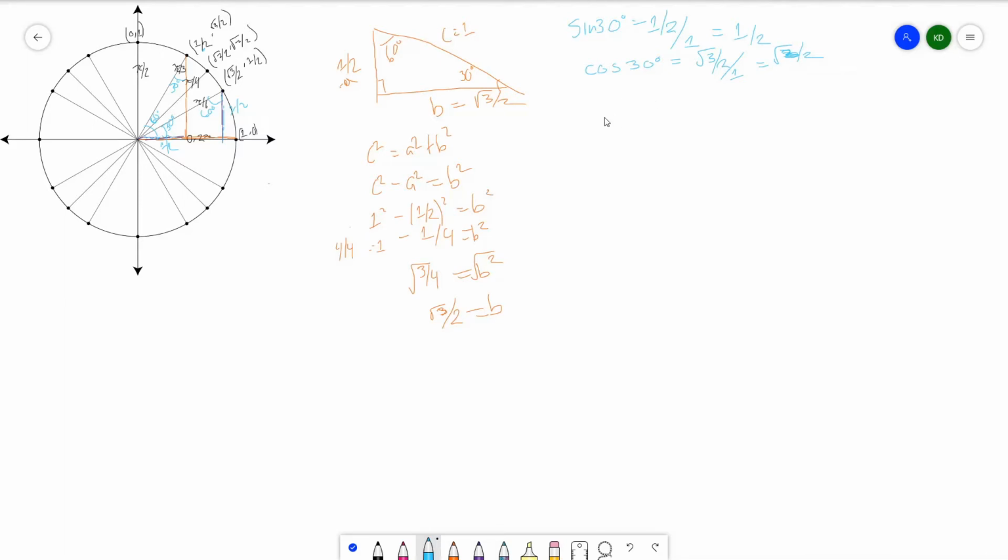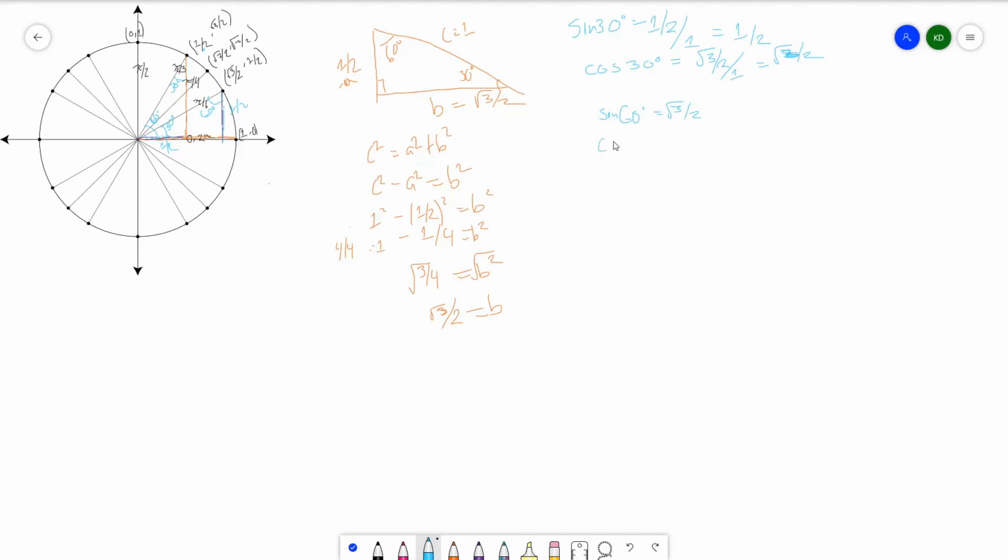And cosine of 30 and sine of 60 are going to be the same value, because the opposite of 60 degrees is the adjacent of 30 degrees. So that gives me opposite from 60 degrees is the square root of 3 over 2, and our hypotenuse is 1, so we can just leave it like that, and that's the same value as cosine of 30.